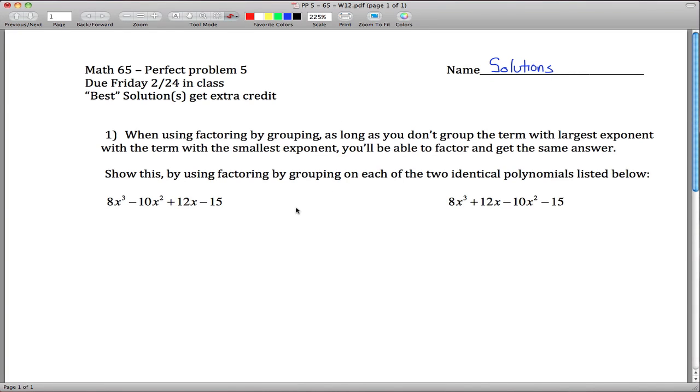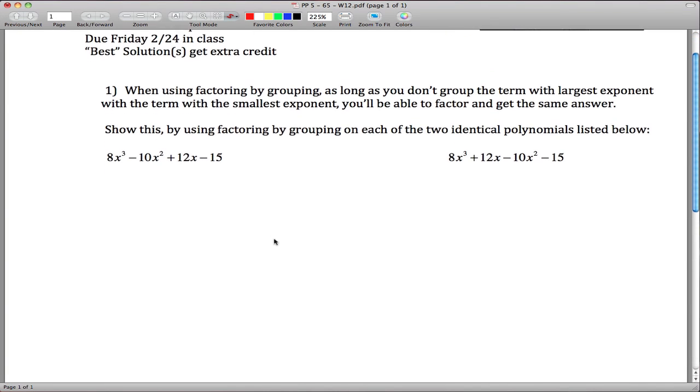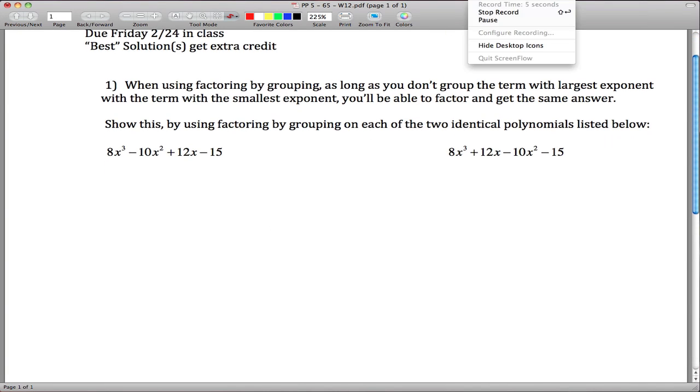Here are solutions to perfect problem 5 for Math 65. What we were asked to do here was factor these two polynomials by grouping. And what I wanted you to notice is that they're the same polynomials, right? In this one I just wrote this term before this term, and in this one I reversed the order of those two terms. But it turns out that if you factor them both by grouping, you'll get the exact same answer.